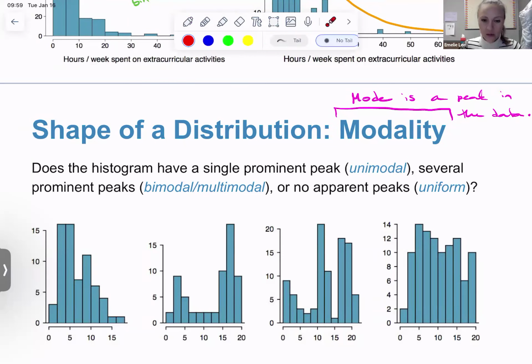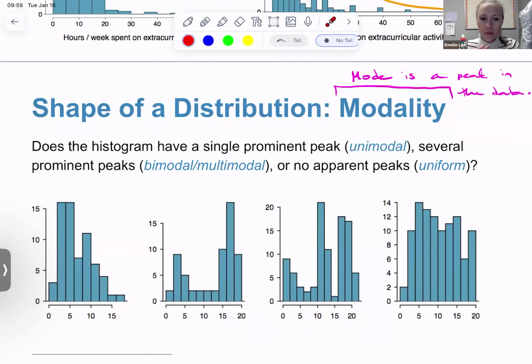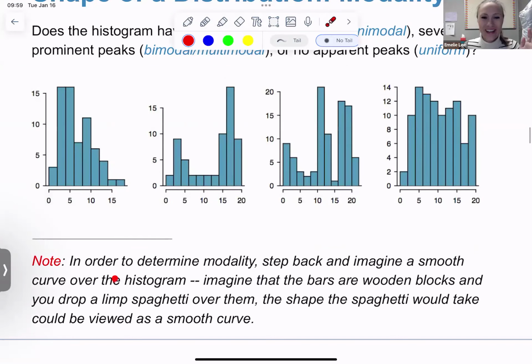So what we're going to do is talk about, do we have a unimodal distribution? Or do we have two modes, or multimodal, so more than two modes? Right, so we're just talking about the number of peaks. Or are there no apparent peaks, which would make the distribution uniform? And so here, just remember, I usually talk about a sheet. You throw a sheet on, and then you look at the general shape, right?